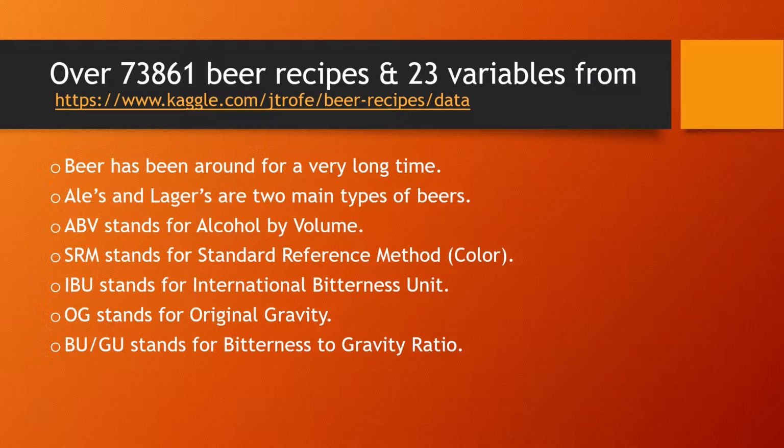In a beer, more solids translate to more alcohol. BU to GU stands for bitterness to gravity ratio, which is something that I will get to in the next couple of slides.